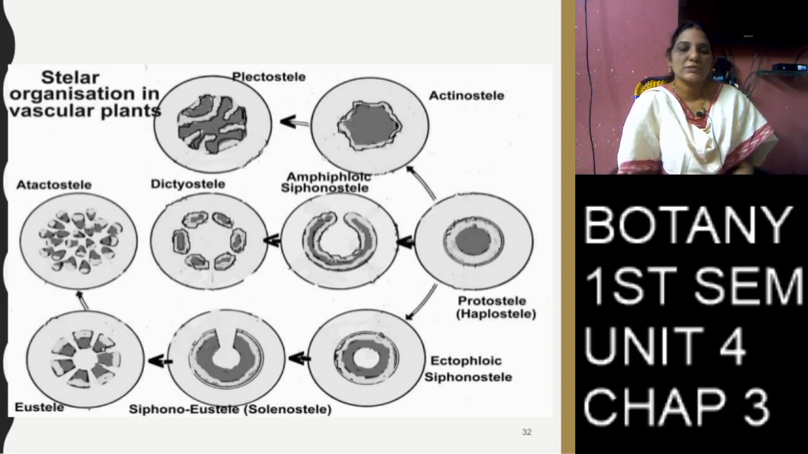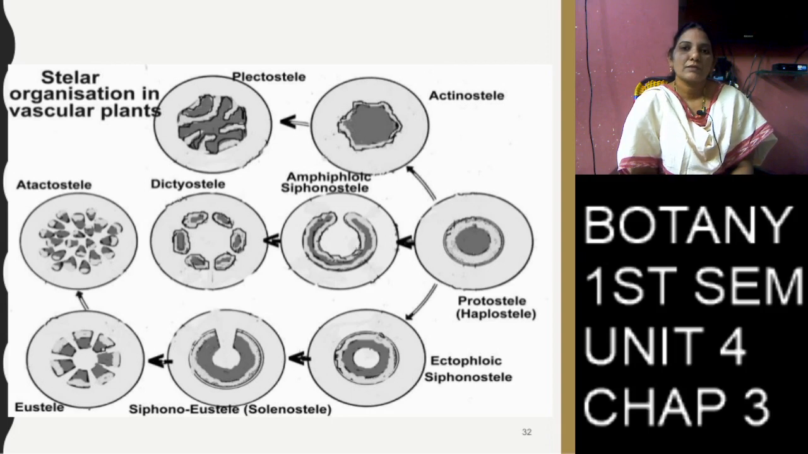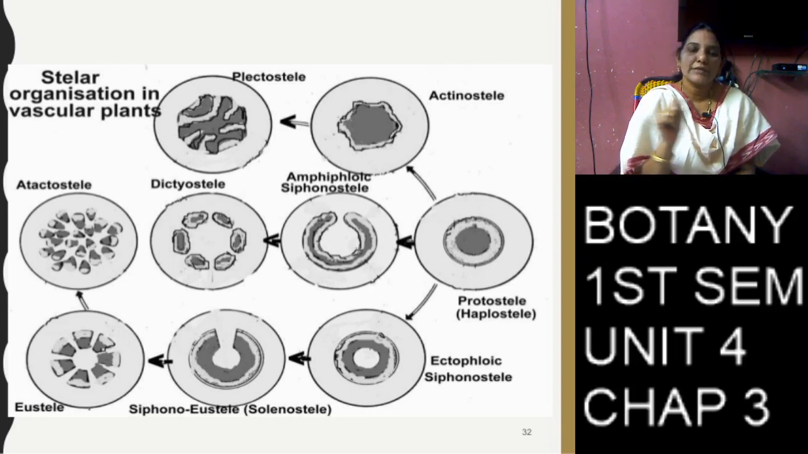So this first diagram is called plectoprotostele. Here the plectoprotostele we can see in the Lycopodium. The xylem looks like plate-like structures, and the plates are arranged in a parallel manner. The phloem totally covers the xylem. This type of stele is called plectostele. We can see it in Lycopodium.